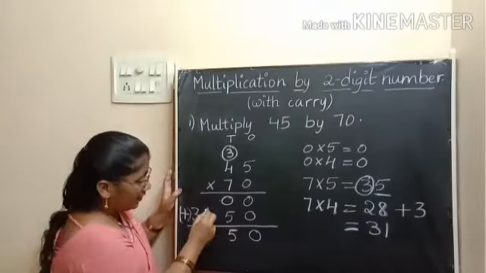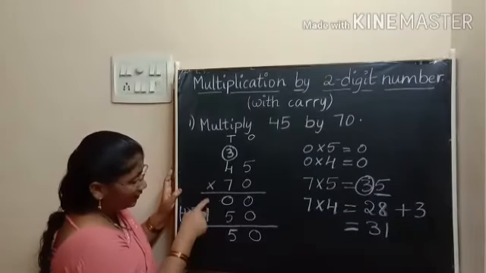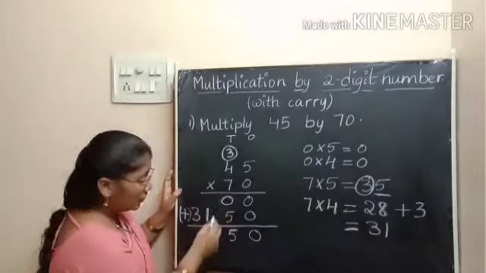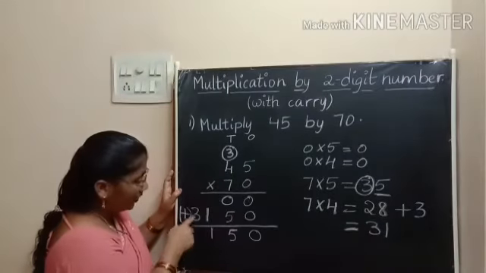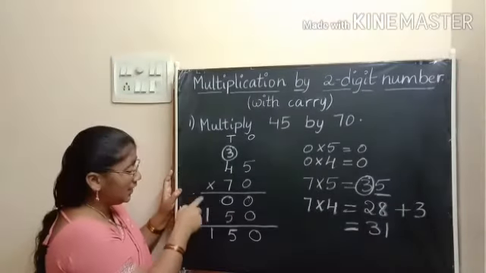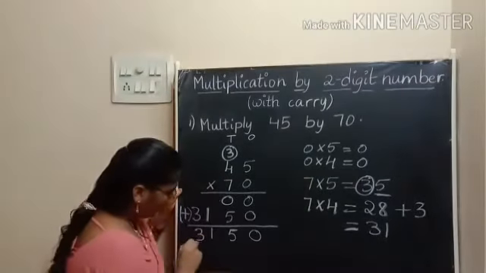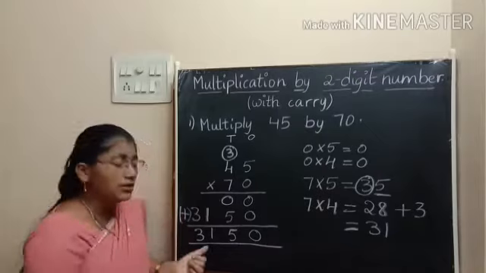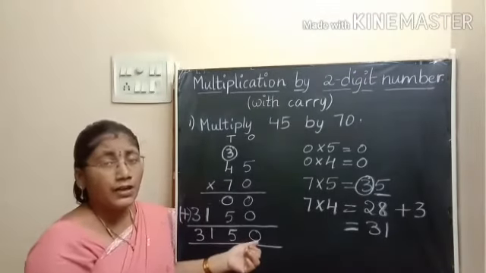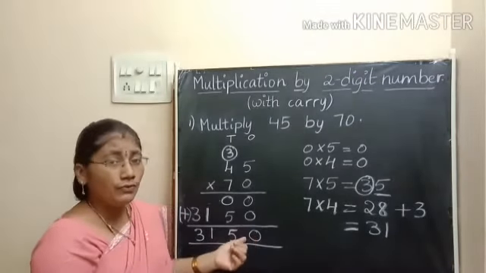So, here we have 1. Nothing is here to add, so simply write 1. Here also like that. Here nothing is there to add, so write 3 only. The final result is 3150.